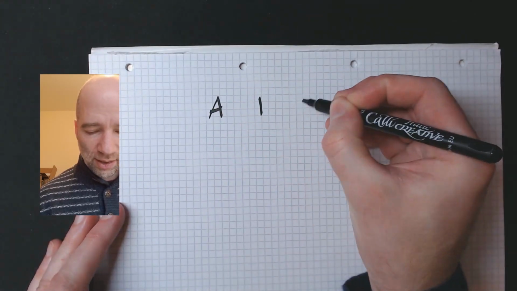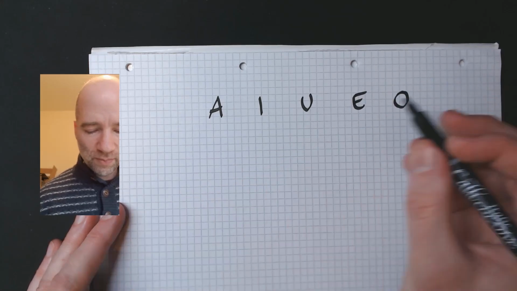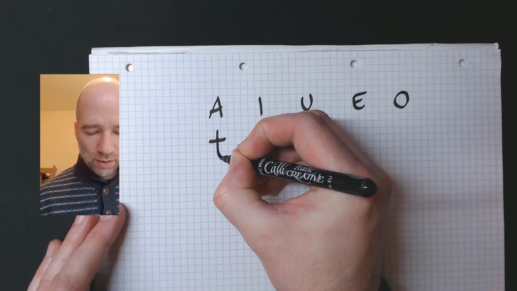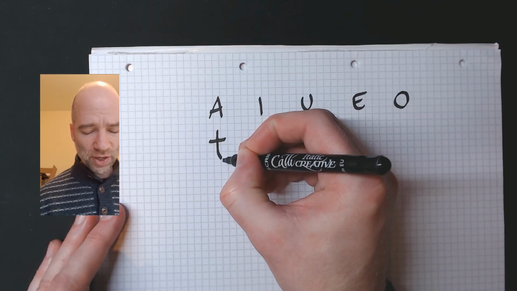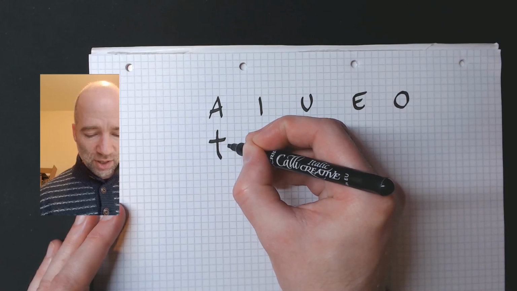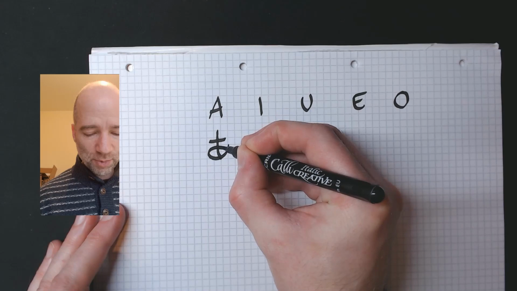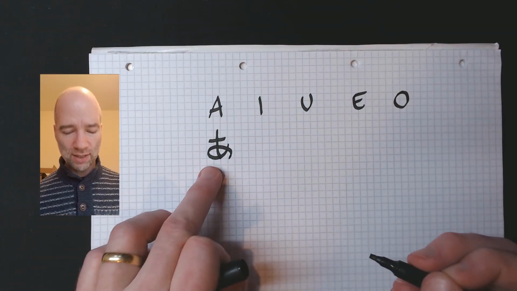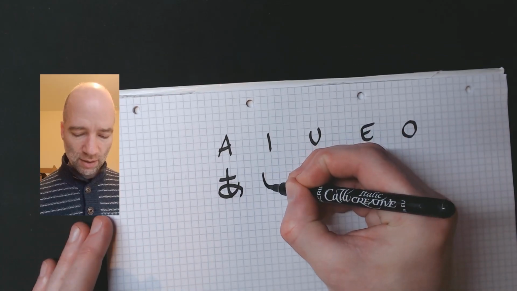A, i, u, e, o. And so we start with a horizontal line. We do a vertical line, curve a little bit to the right. And then we start up hereabouts and we go across and around. It looks a bit like a fish now. And then we curve back again like so. And that is A.